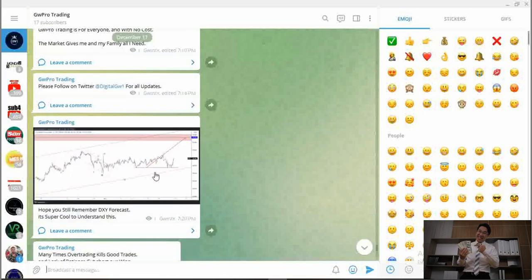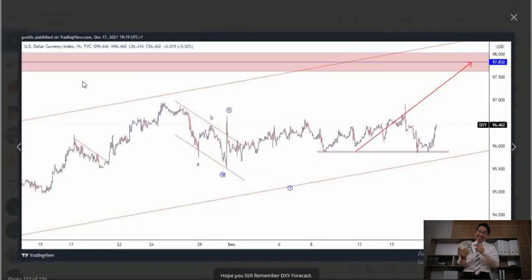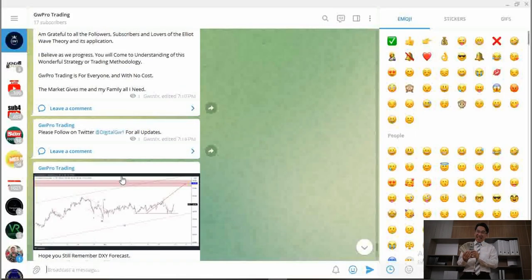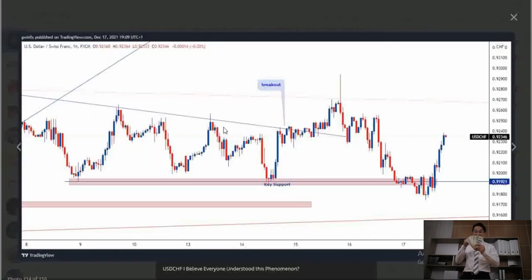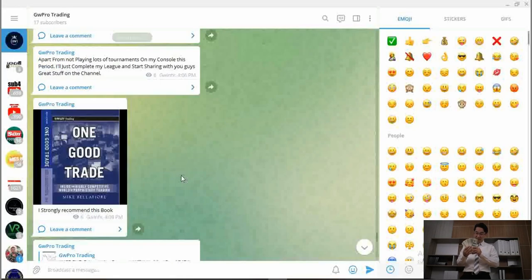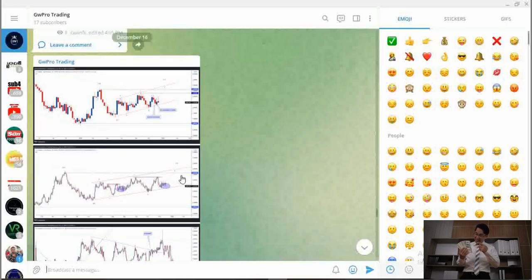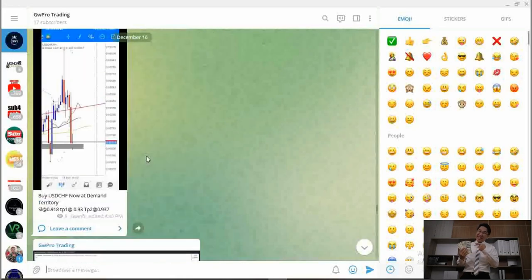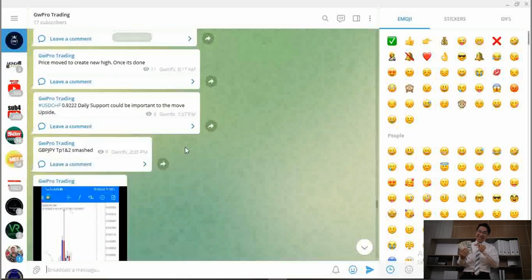We did make that push from the dollar index. This was the outcome. USDCHF made that push as well, and we had some cool positions over the week. This was the analysis of the USDCHF, which was broken down, also one that was sent out before then.